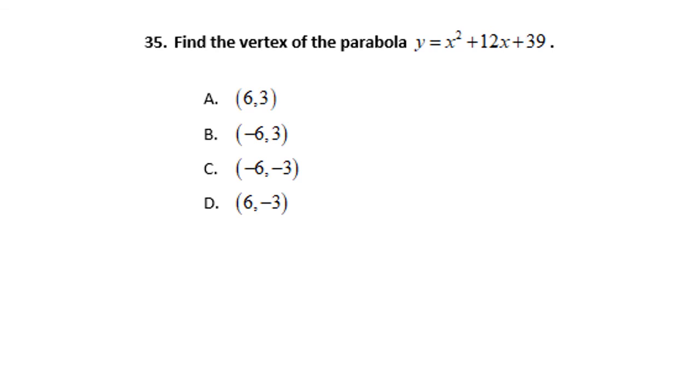Number 35. Find the vertex of the parabola y equals x squared plus 12x plus 39. A, 6, 3. B, -6, 3. C, -6, -3. Or D, 6, -3.